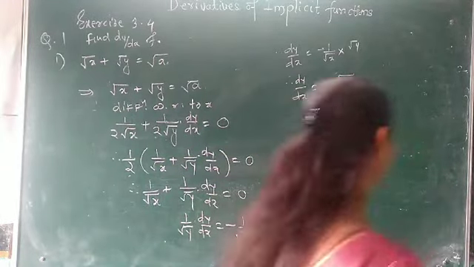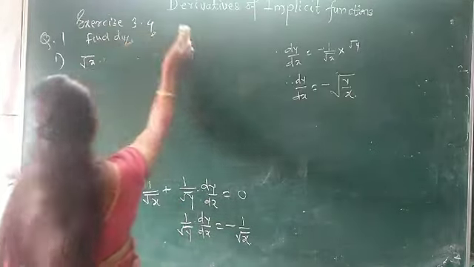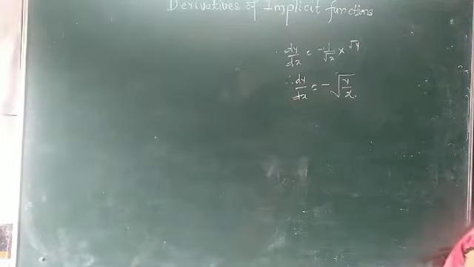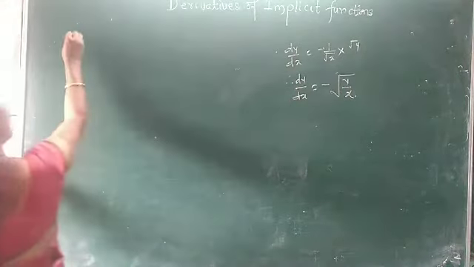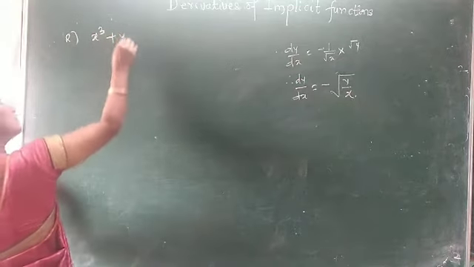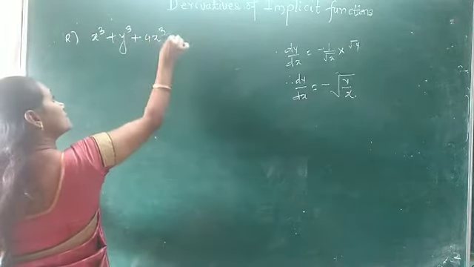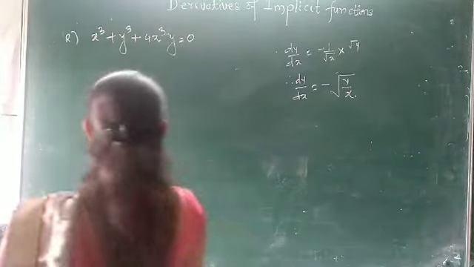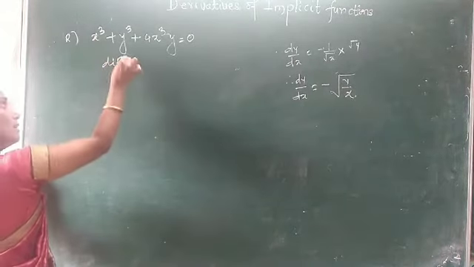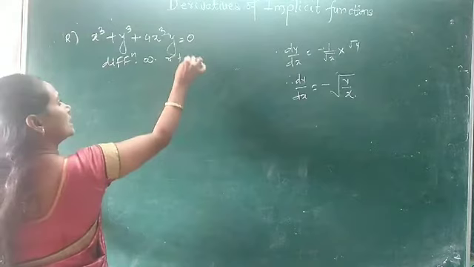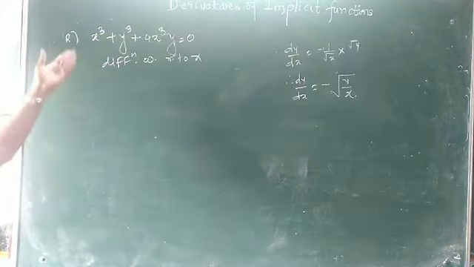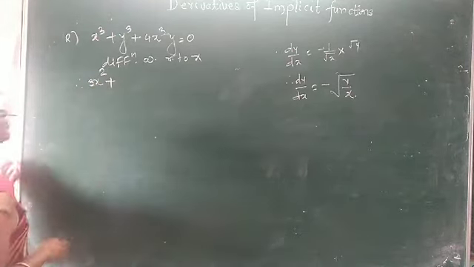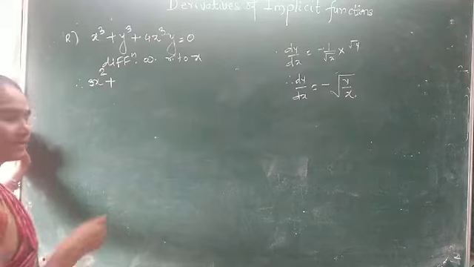Now the next question. Second: x cube plus y cube plus 4x cube y, which is equal to 0. Now again differentiate with respect to x. We have to differentiate all these functions with respect to x only. So what is the derivative of x cube? By the power rule, 3x square. Plus, now what is the derivative of y cube? That is 3y square.